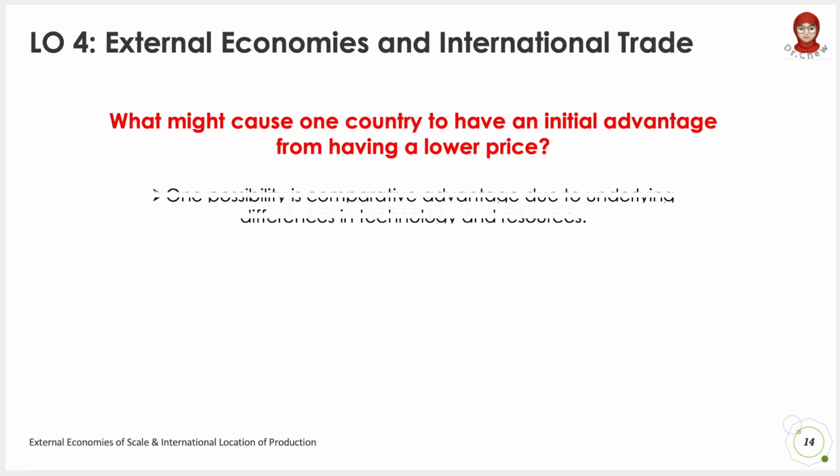One possibility is comparative advantage, that is, the underlying differences in technology and resources. For example, there is a good reason why Silicon Valley is in California rather than in Mexico. High technology industry requires a highly skilled workforce, and such a workforce is much easier to find in the United States, where 40% of the working age population is college educated, than in Mexico, where the number is below 16%.